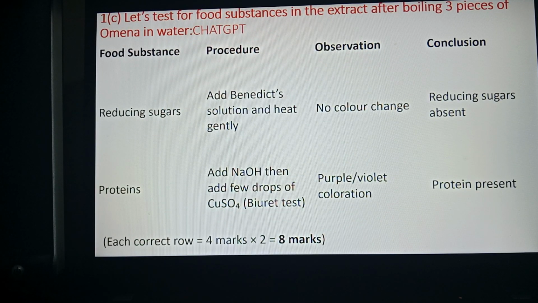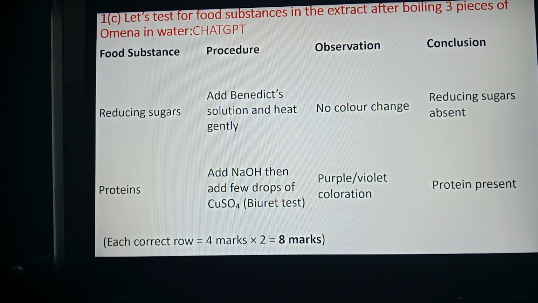ChatGPT. Let's test for food substances in the extract. Reducing sugar. Alright. Add Benedict's solution and heat. No color change. Reducing sugar is absent. Proteins. You add sodium hydroxide, followed by a few drops of copper sulfate, which is known as the biuret test. You get a purple or violet coloration, protein present. That is what I got from ChatGPT.